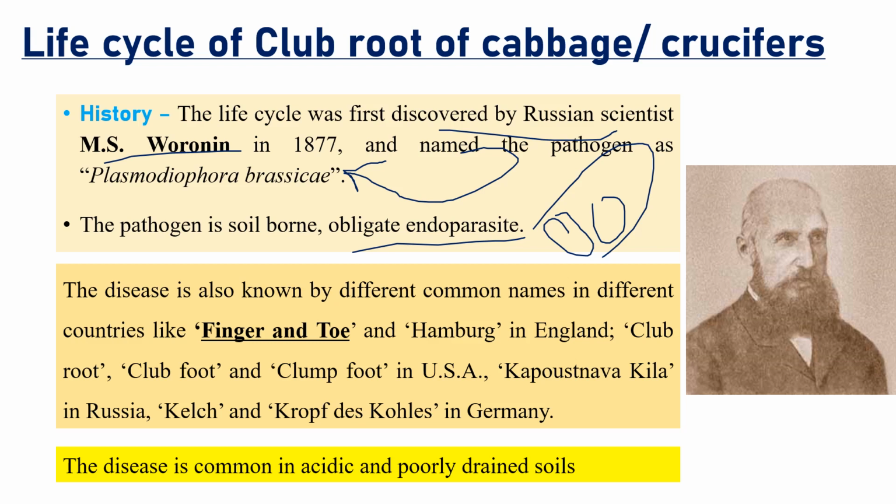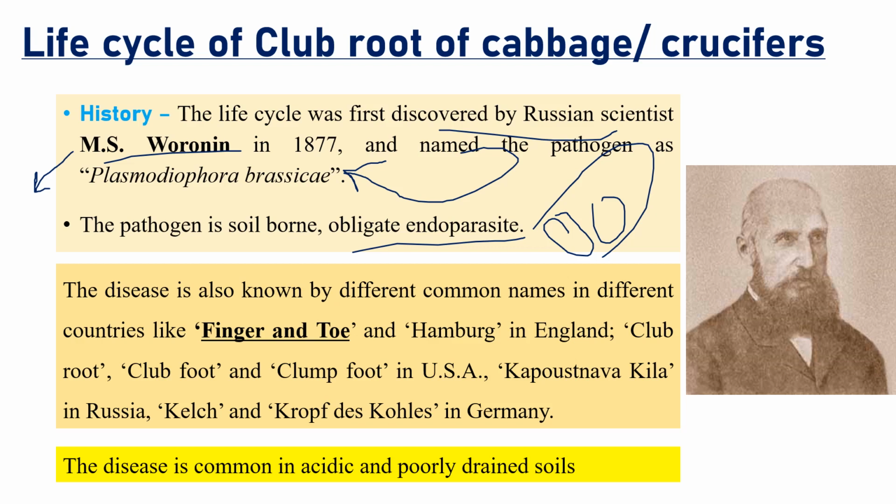He is well renowned for discovering the life cycle of clubroot of cabbage, along with potato wart. One more pathogen, Synchytrium endobioticum, also had its life cycle discovered by M.S. Voronin. He was a student of Anton de Bary.